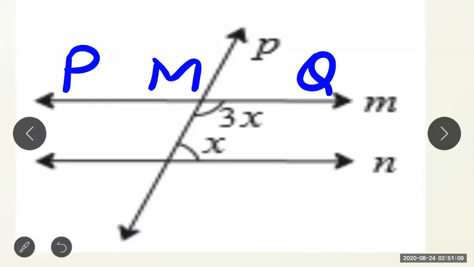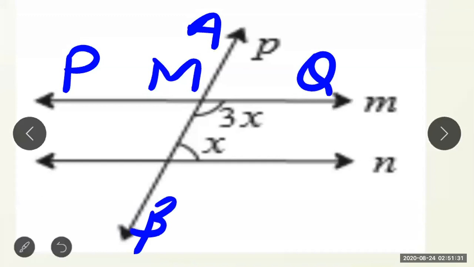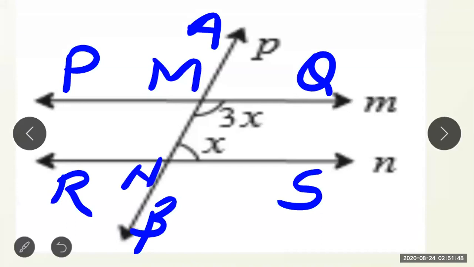Is it clear? Now listen properly. We will assume this, and after assuming, we will solve the sum. So we will mark the points P and Q on M, and A and B on P. Is it clear? And we will mark R and S on N. So listen once again.